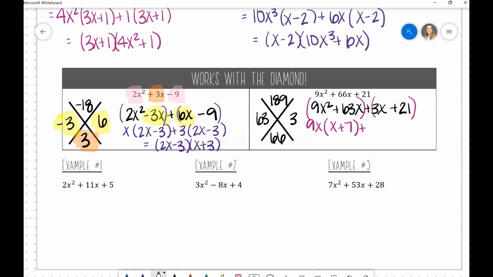From here we can take out a 3. Also left with an x plus 7. From here they both have an x plus 7, with a 9x remaining from the first one, a 3 remaining from the second.